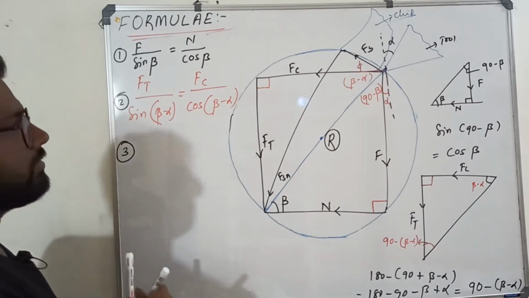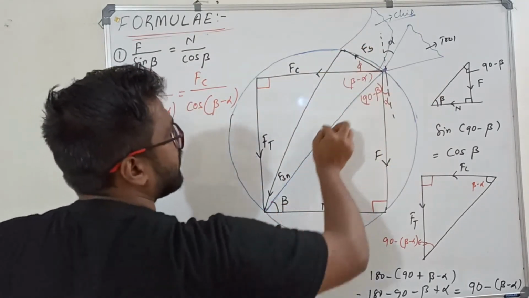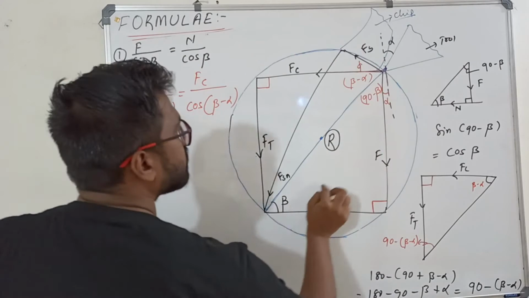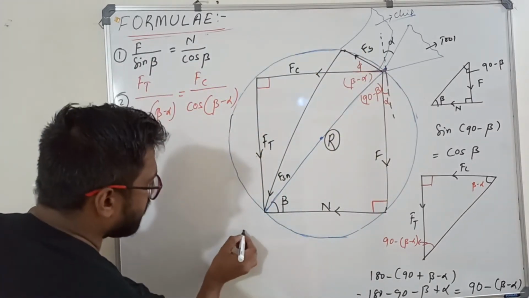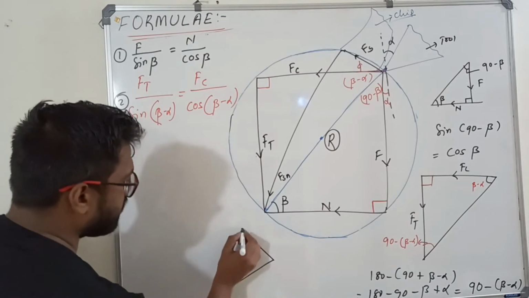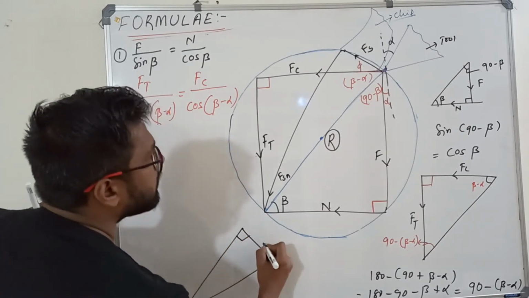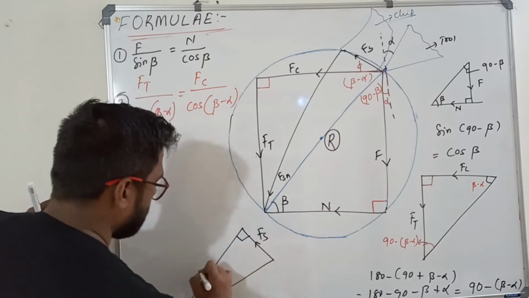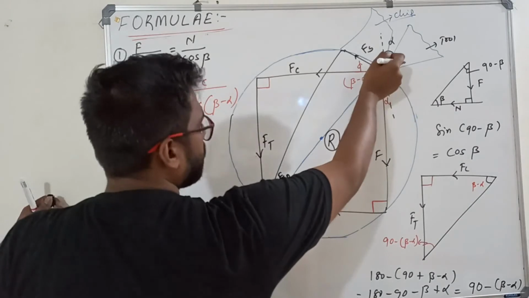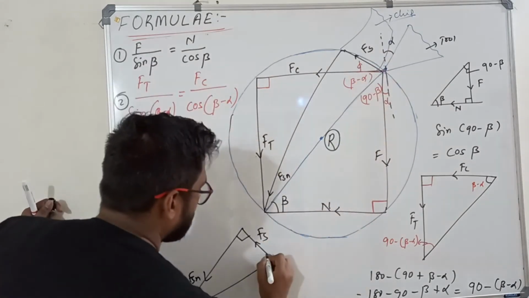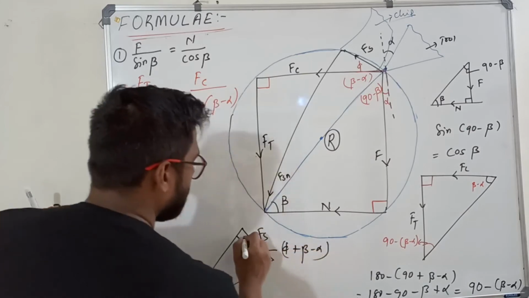Now we'll go for formula number 3. Which one now, sir? Sir, Fs, this triangle. Again, which triangle? The shear force triangle. See how it is. Sir, this is also 90 degree. This is my Fs and this is your Fsn. What is this angle? Phi plus beta minus alpha. And this is 90 degree.